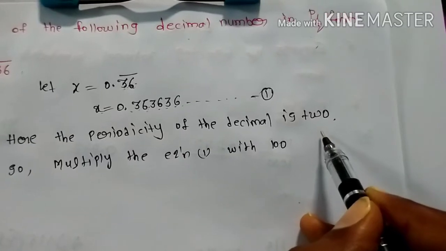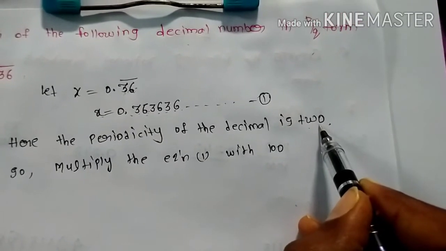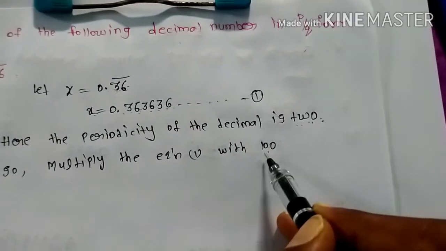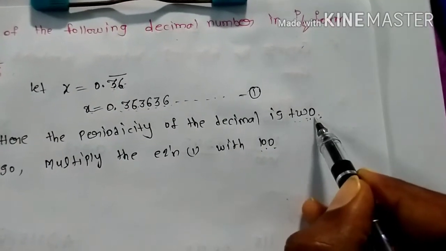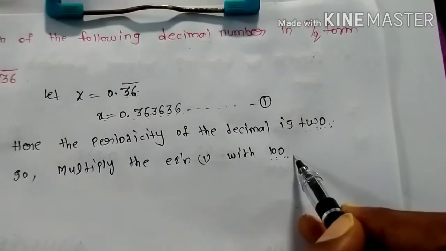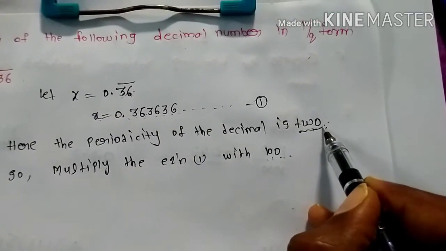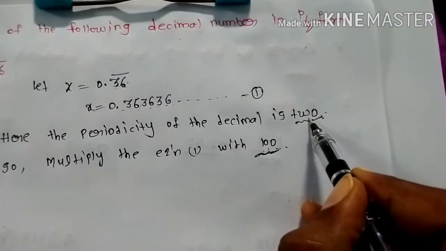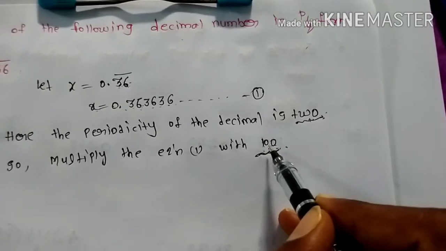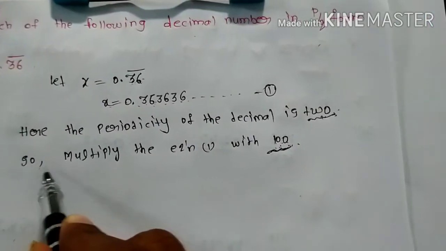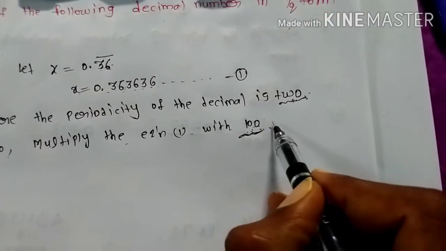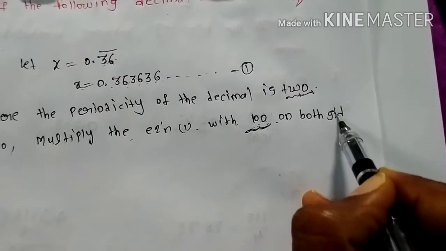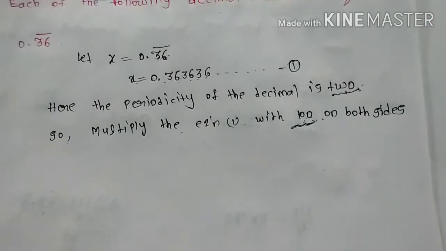100. See, if the periodicity is 1, you can multiply with 10 only. If the periodicity is 3, you can multiply with 1000. If the periodicity is 4, you can multiply with 10,000. It just depends on your periodicity only. By which number we have to multiply, you can observe here. If it is 2, you can keep 2 zeros beside 1. That means 100. So multiplying the equation 1 with 100 on both sides. On both sides we need to multiply.